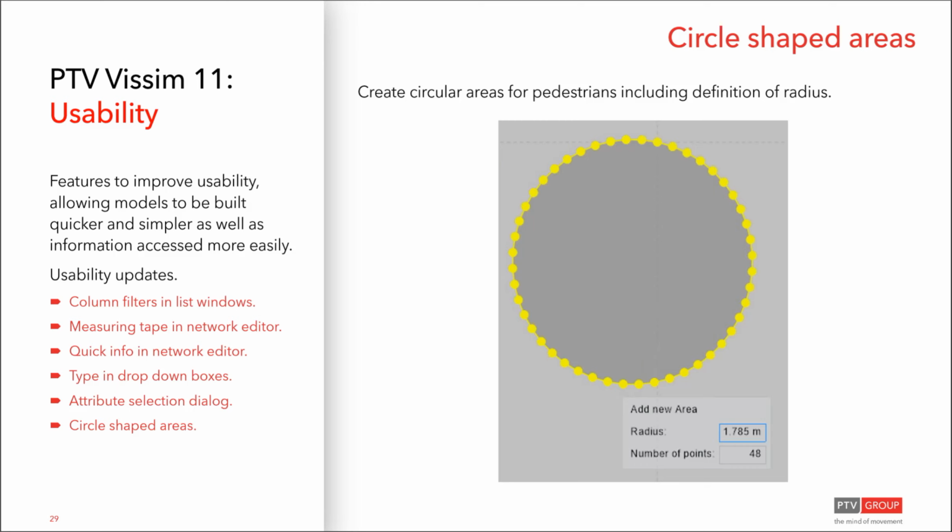Yeah, as I mentioned previously, we now have circular areas. If you create an area, you can select to add a circular area. And as mentioned before, in the quick info, this blue rectangle is an editable field. So if you add it, you can directly enter a number, and then it will create an area with a certain radius.